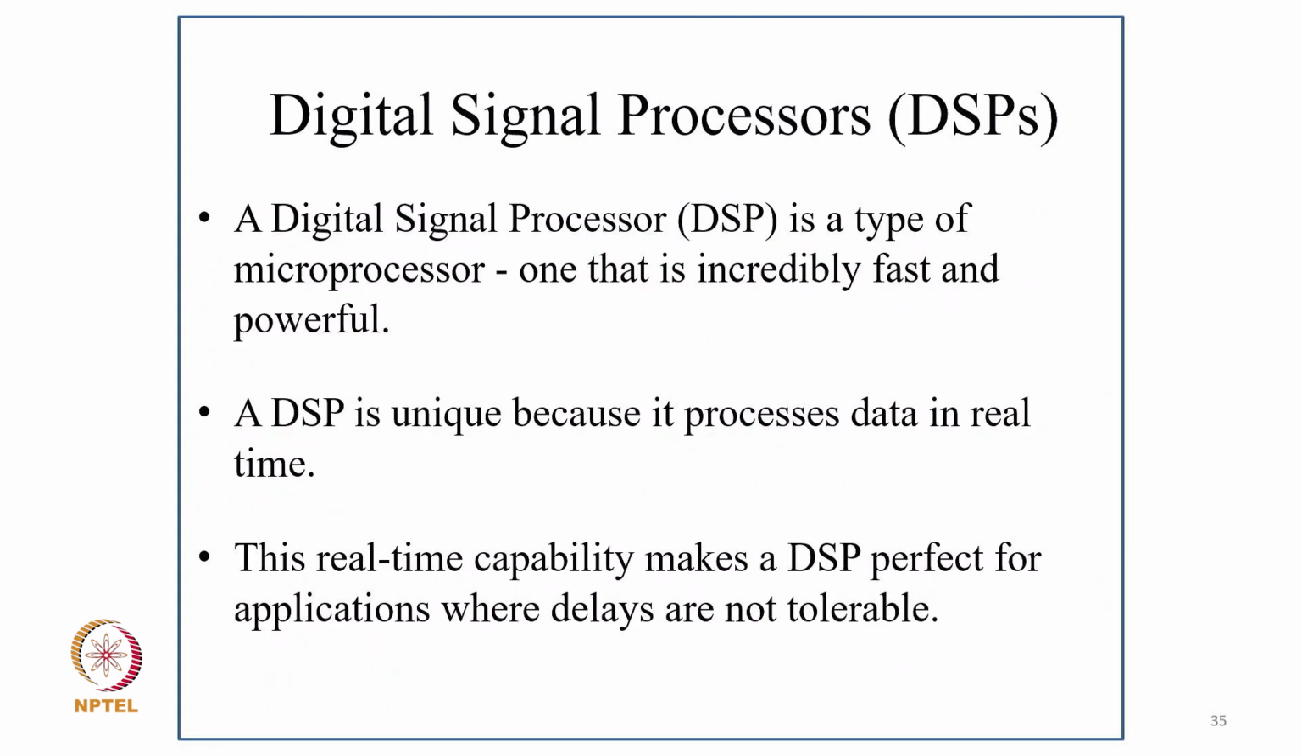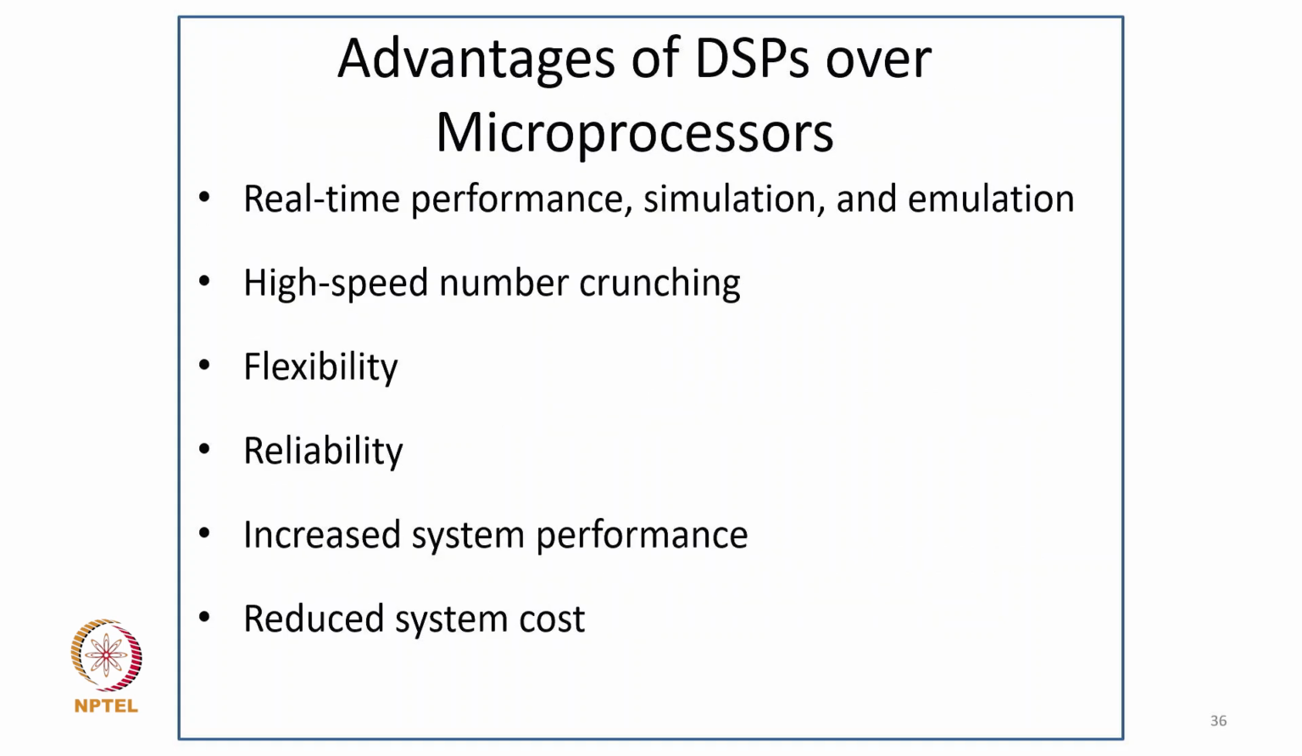Now a digital signal processor is typically a microprocessor that is incredibly fast and powerful. A digital signal processor is unique because it processes data in real time, and this real-time capability makes the DSP perfect for applications where delays are not tolerable.